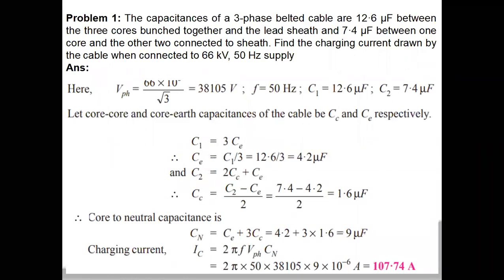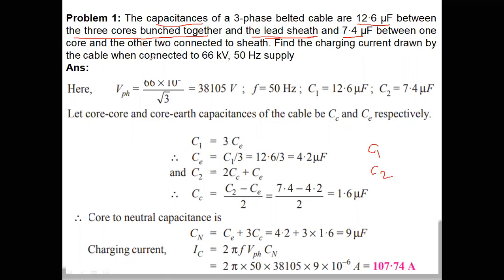Right, now let us see a few problems related to this capacitance. First, the capacitances of a three-phase belted cable are 12.6 microfarad between three cores bunched together under the lead sheath. That means if you measure the capacitance between the three cores bunched together and the lead sheath, that value is called C1, the first measurement. That first C1 measurement is 12.6 microfarad here. They also gave 7.4 microfarad between one core and the other two cores connected to the sheath, so the C2 value is also given in the problem.